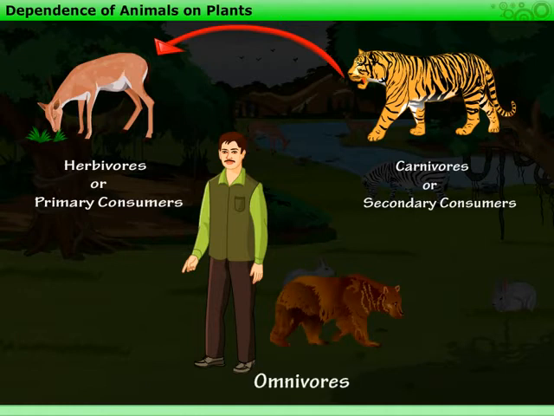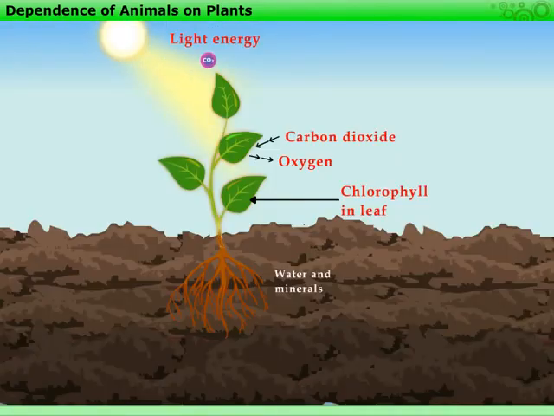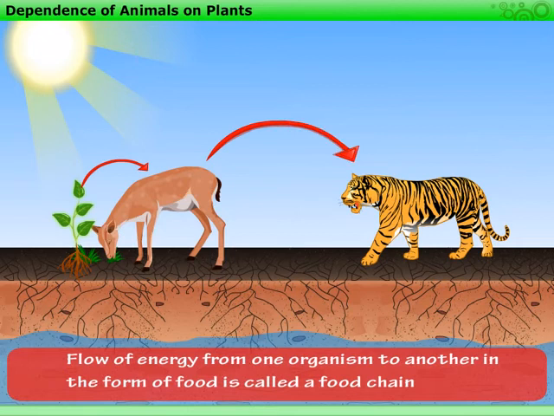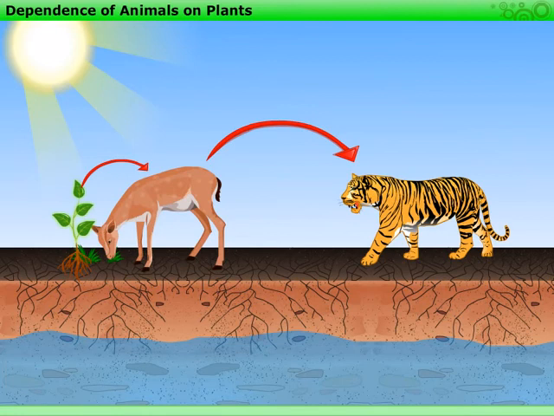From this, we understand that the energy obtained from sun is stored in the food prepared by plants. This energy is passed on to other living beings. This flow of energy from one organism to another in the form of food is called a food chain. Disturbing any part of the food chain would disturb the balance in nature. Therefore, we should not do anything which may cause the elimination of any living being.